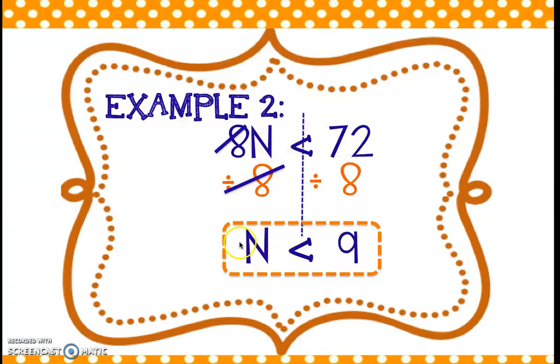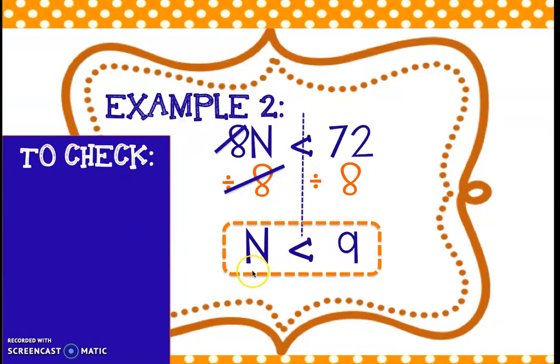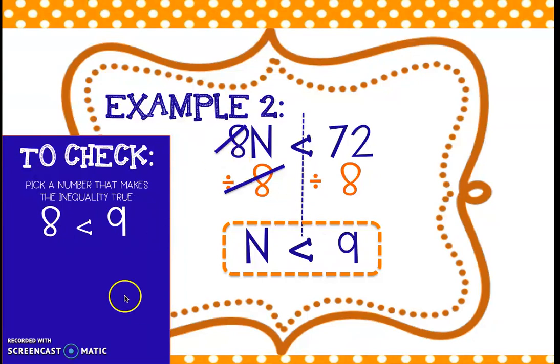So any number that is less than 9 will make this inequality true. So to check, we have to pick any number less than 9. Okay, so pick a value that makes the inequality true. Any number less than 9. I'm going to pick 8, because 8 is less than 9. So we're going to take the 8 and substitute it in for the n and make sure that that makes our inequality a true statement.